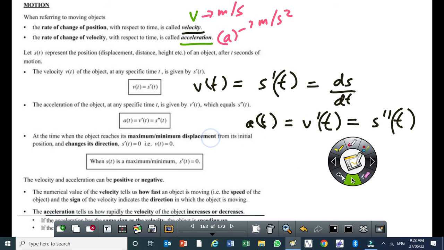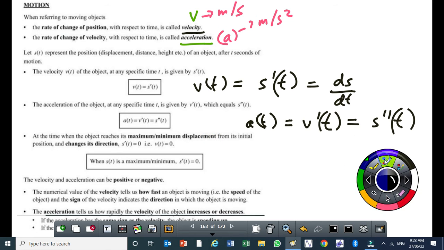Right, so we're going to talk about calculus motion. Now, this part of calculus is mainly physics. Okay, it's mainly physics, that is equation of motion. But it can also be tested in maths.